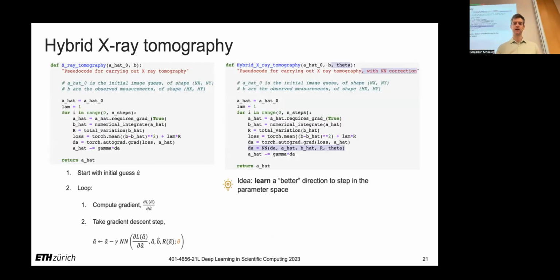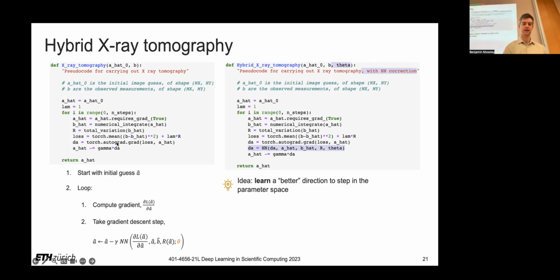Okay, so how do we do that? How do we rewrite our code? It's actually incredibly simple. This is our original traditional algorithm, and we're just going to add a single line in our pseudocode. We have our gradients that are computed by AutoGrad. We just pass them through a neural network. We give it some other information that we have, the starting guess, the observed value, the predicted values, perhaps the regularizer value, and then our weights of the network. And that's our new learnable hybrid algorithm.